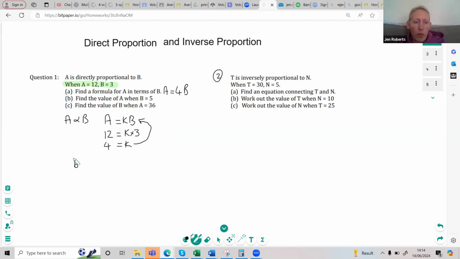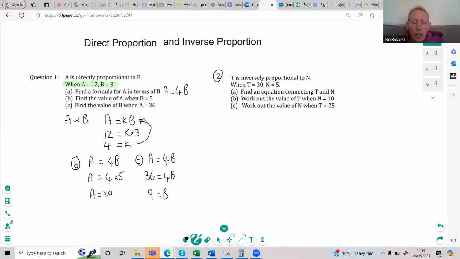Now we can use that formula to work out B and C. So for B, we're finding A when B is 5. We know A equals 4B. So A is 4 times 5. A is 20. Now for C, this time we're given A. We want to work out B. A is equal to 4B. A is 36. Divide both sides by 4 to make B the subject. B is 9.